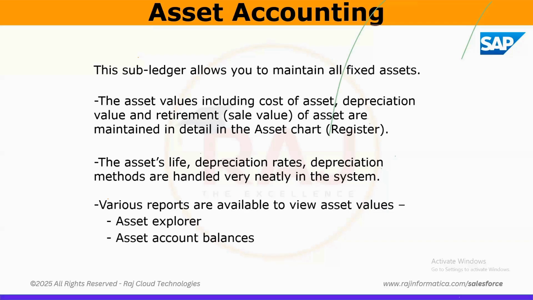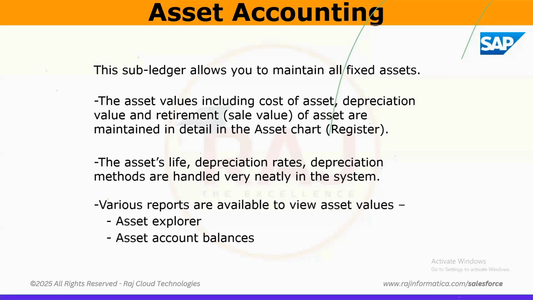So fixed assets are nothing but the assets that your company own. So those assets need to be shown in your balance sheet, and then respective depreciation, that is reduction in the value of your asset, also need to be posted. So this subledger allow you to maintain all the data which is related to fixed assets. So the asset value including the cost of asset is posted. Then you can do the depreciation by using different percentage as per the law, whatever are applicable to you.